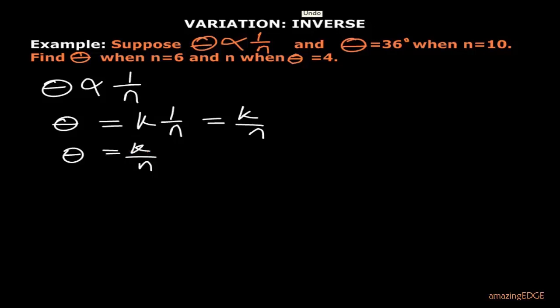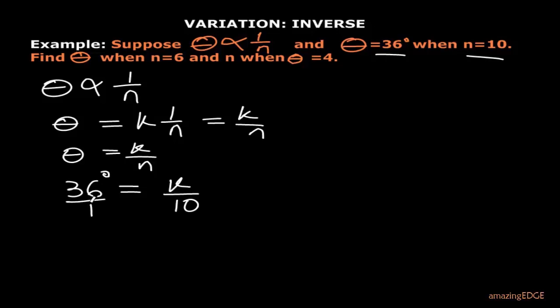So now, to get the constant, we are told that theta is equal to 36 degrees. So here, we replace theta with 36 degrees. Then k, we don't know what k is, over n. And we are told that n is equal to 10. So we use 10 to replace n. So what do we do? Just do a cross multiplication.